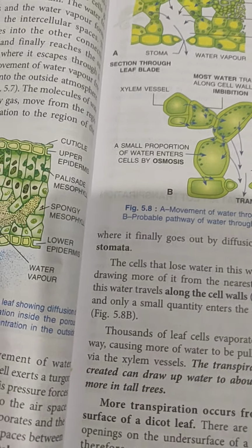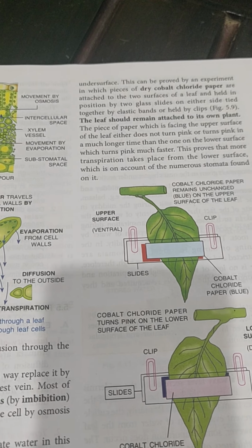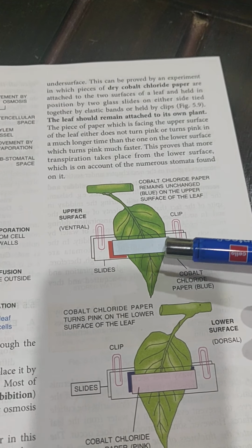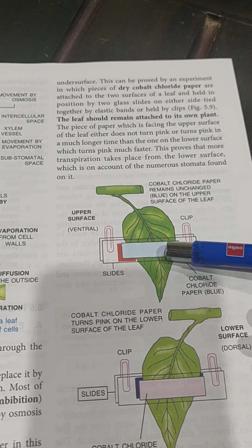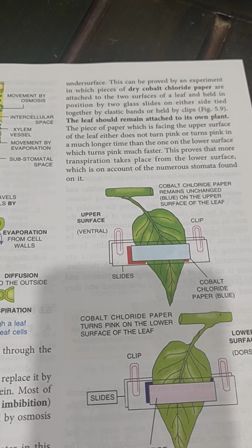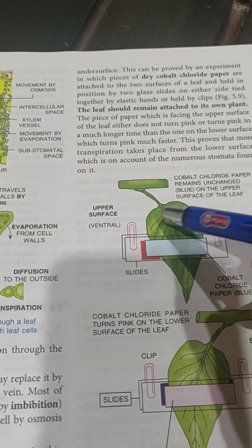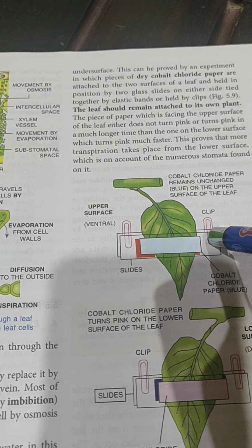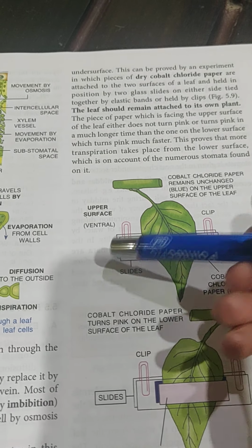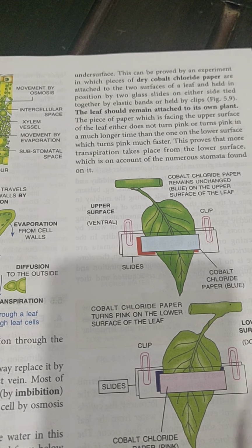You can easily do an experiment to see, which is given here: take cobalt chloride paper, which we had used earlier for different experiments. Keep it on the upper and the ventral surface, the dorsal and the ventral surface, and use two slides and paper clips to secure the cobalt chloride papers like this. So there is this leaf, then a cobalt chloride paper above the leaf, below the leaf, and one slide above that, one slide below that, and secure them with these paper clips.